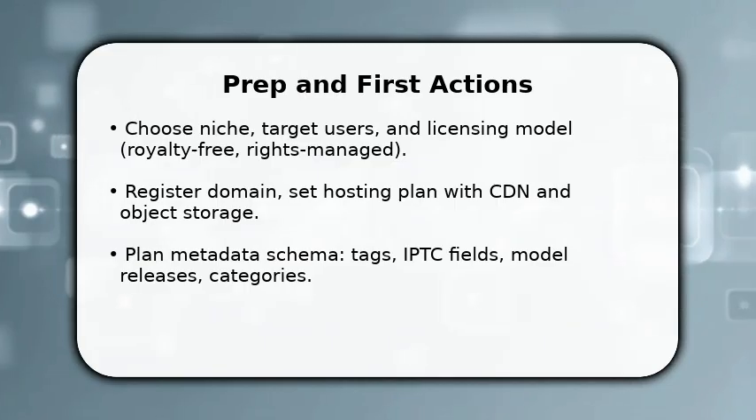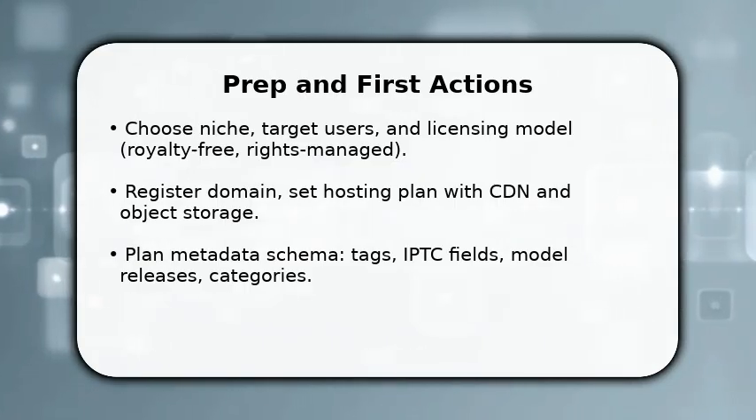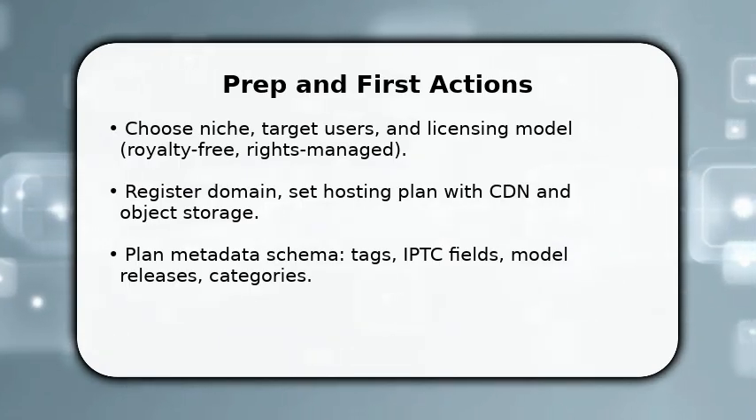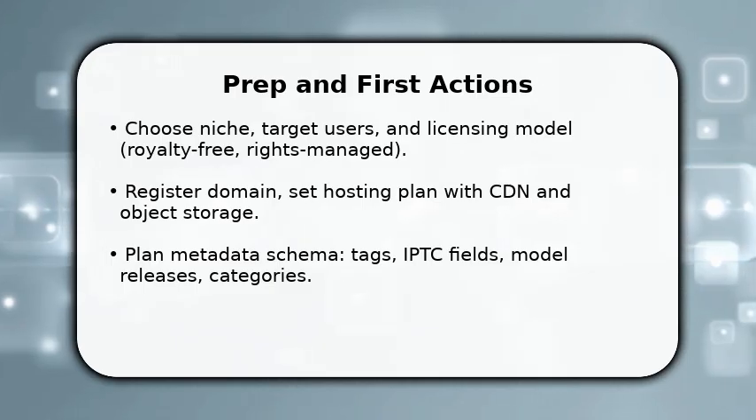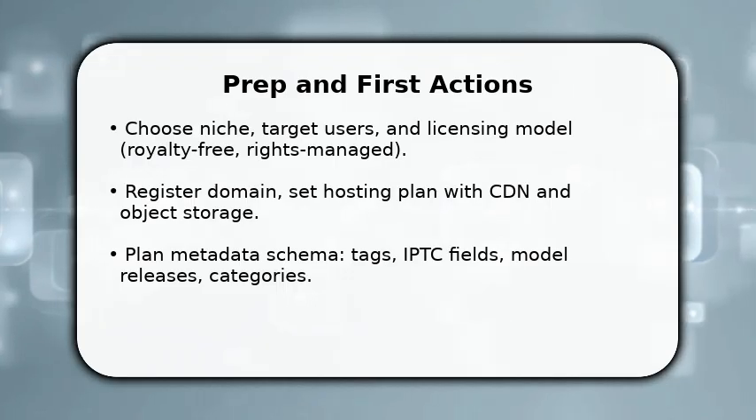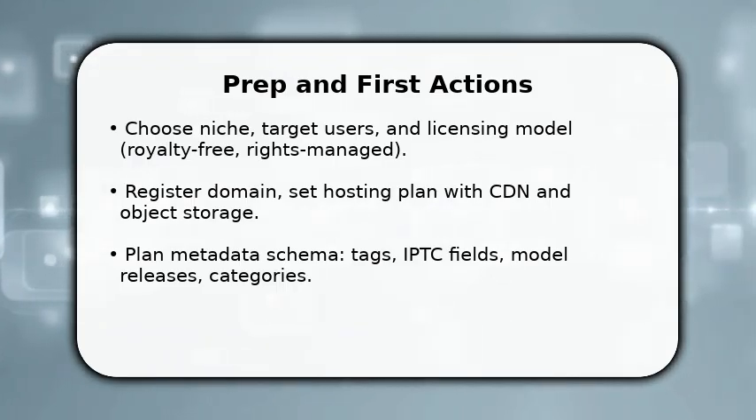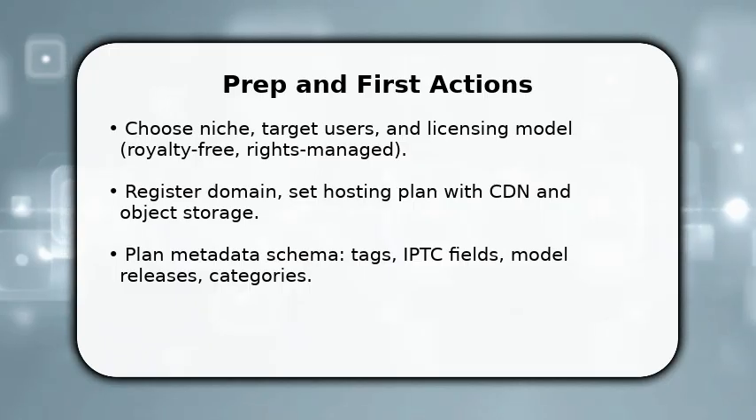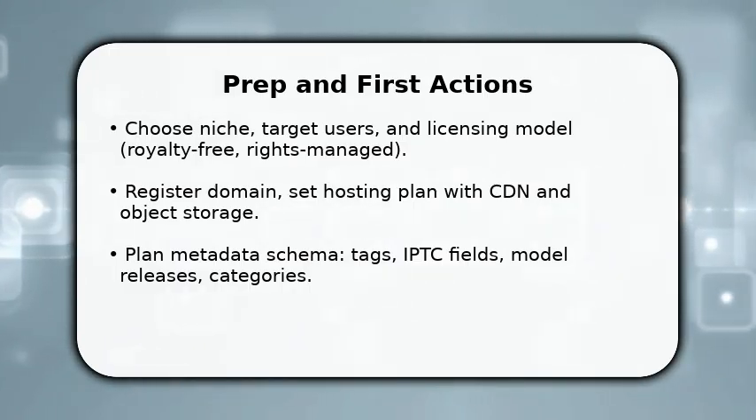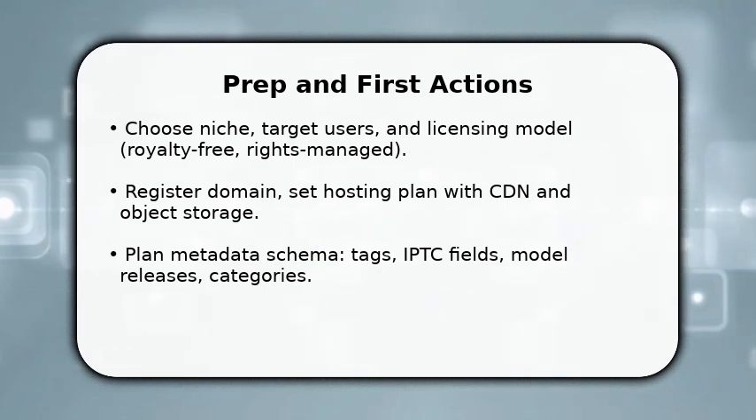Once decided, register a concise domain and buy hosting that includes CDN and object storage for fast image delivery. Next, design a metadata schema, tags, IPTC fields, model releases, because search and legal compliance depend on consistent metadata. Make sure to draft simple upload and approval rules now. This first structure saves time when you open submissions and keeps quality predictable.